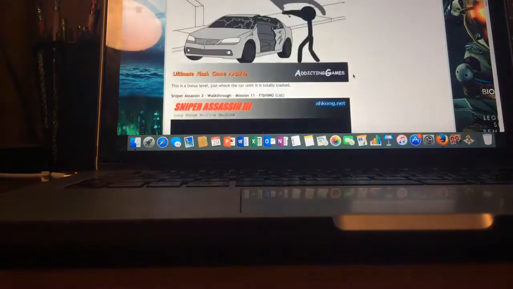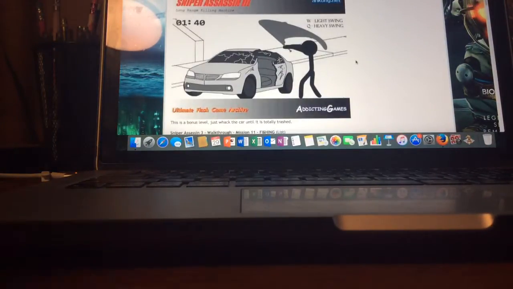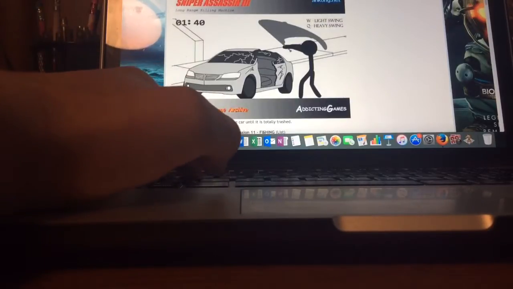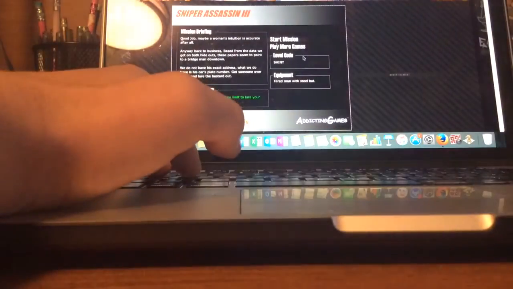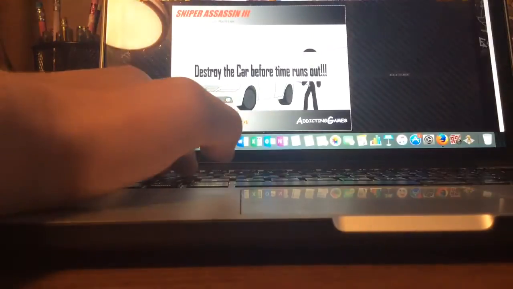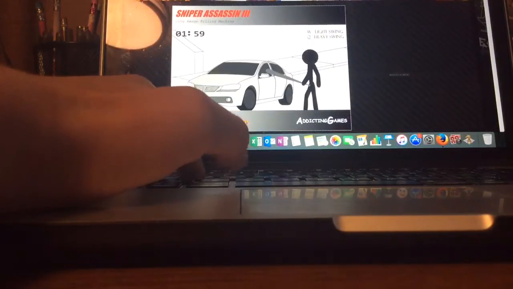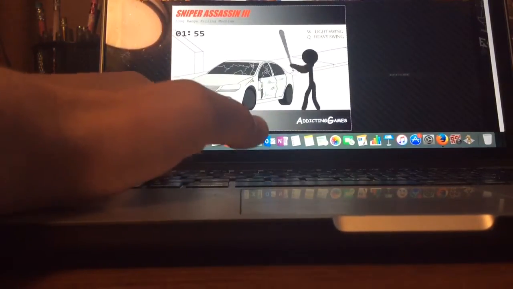Alright, so this one, you gotta destroy the car next. W and Q, light swing and heavy swing. Alright, this is a bonus also, so you gotta hit it until it's trash. Okay, destroy the car before time runs out. Alrighty, we're destroying a car.